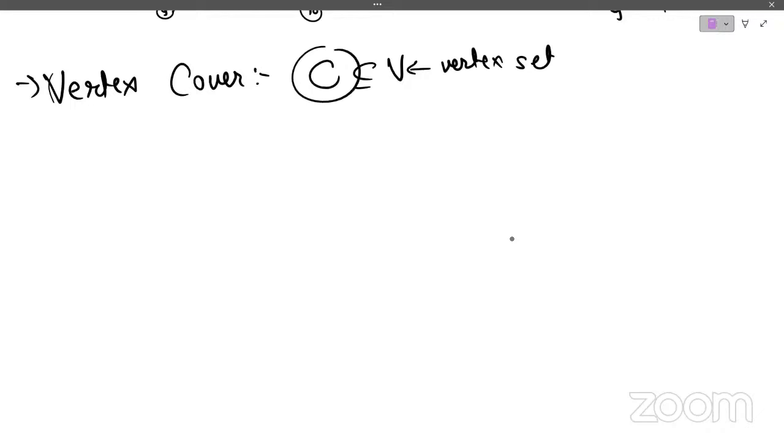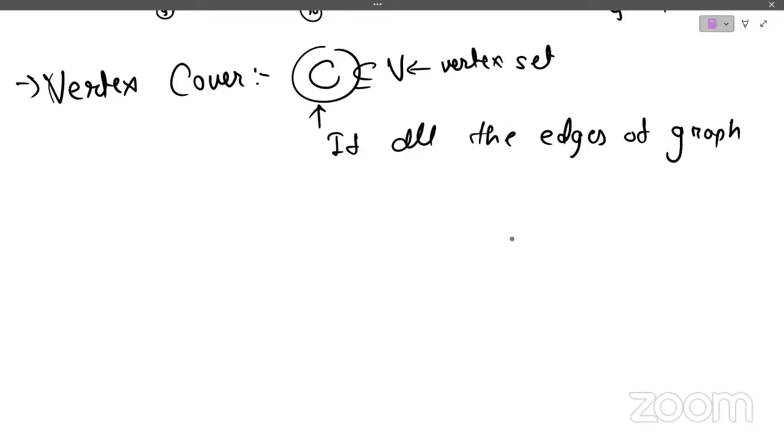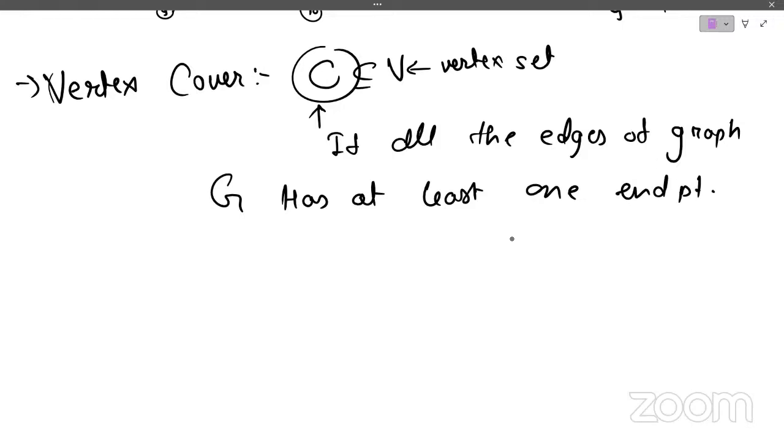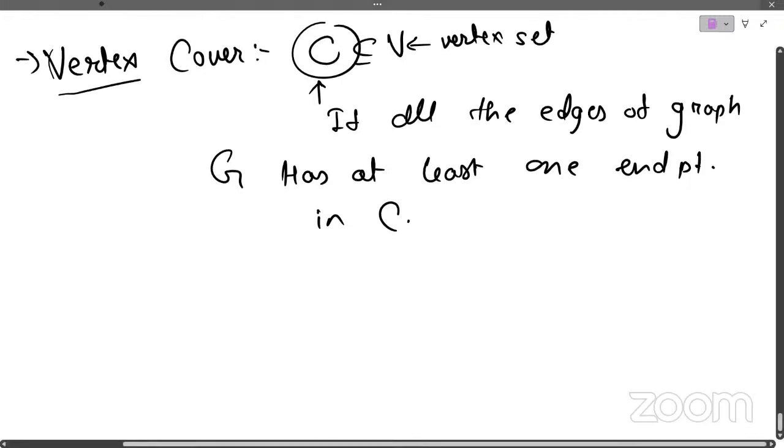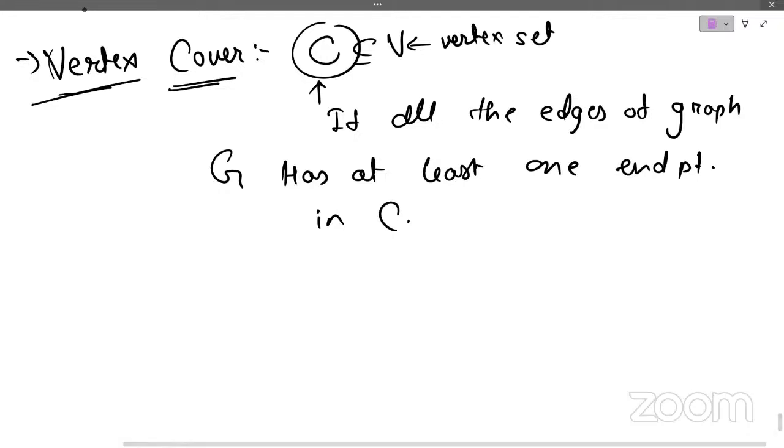So we say that this C is a vertex cover if all the edges of a graph G have at least one endpoint in C. That means vertex cover is basically selecting such vertices which will cover the whole graph. So its name is vertex cover. I have to select such vertices from a graph which will cover the whole graph. Let me give an example.